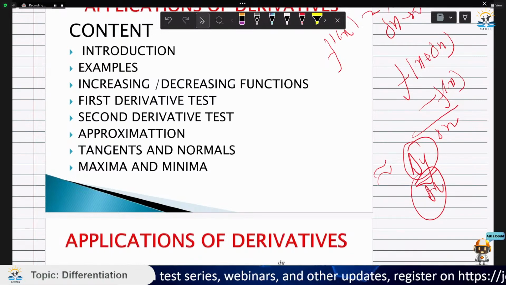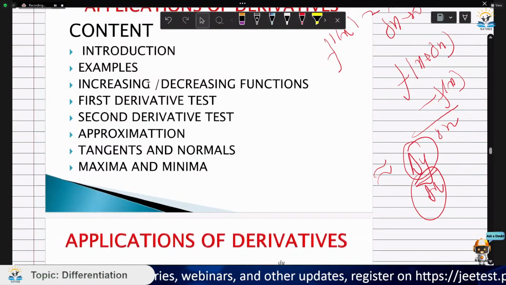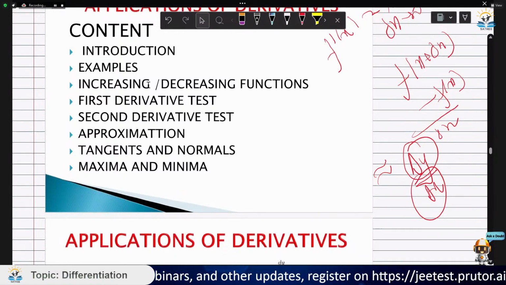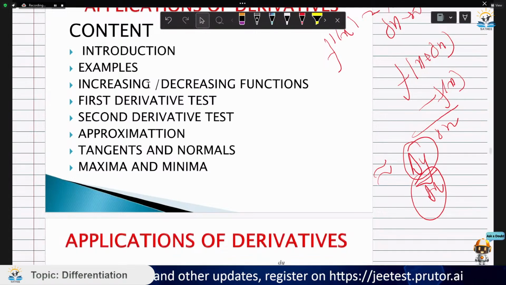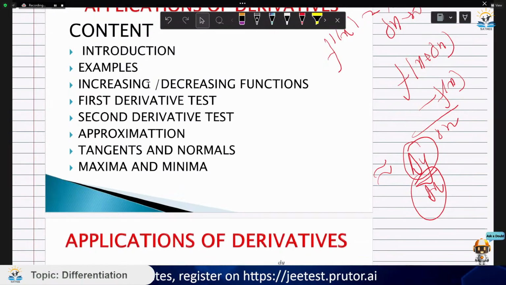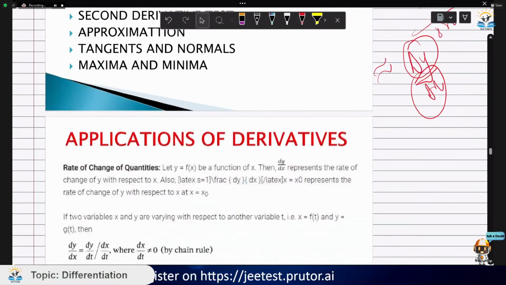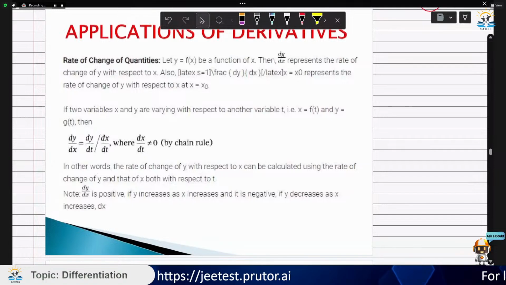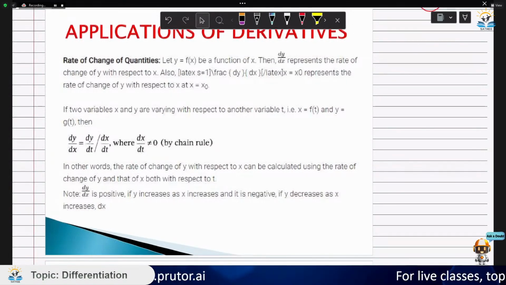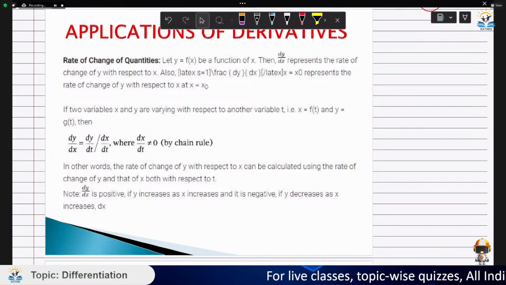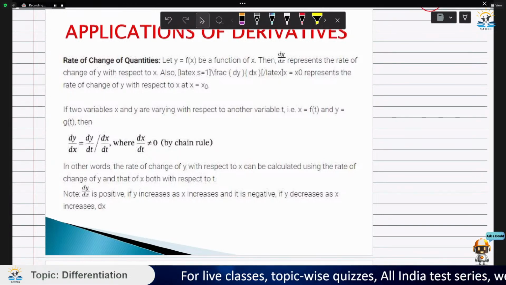Then what we have in the further lectures is the angle of intersection of two curves, increasing and decreasing curves, examples, and further things. So let's first see what all we are going to cover. Again, talking about rate of change of quantities, we have y equals f of x as our function, and dy by dx represents the rate of change of y with respect to x, as we stated earlier, right?